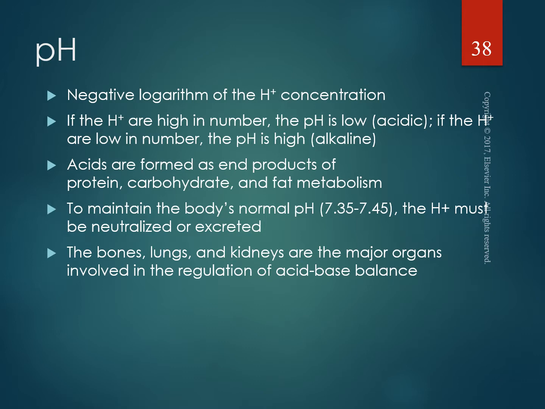Normal pH is required for cellular function, and there is a narrow pH range. When hydrogen ions exceed this concentration range, death may occur. Arterial blood gases are obtained to determine the pH level of the blood. Laboratory results can also be evaluated for a base excess or deficiency or an ion gap to determine acid-base balance. The bone, lungs, and kidneys are the major organs involved in the regulation of acid-base balance.